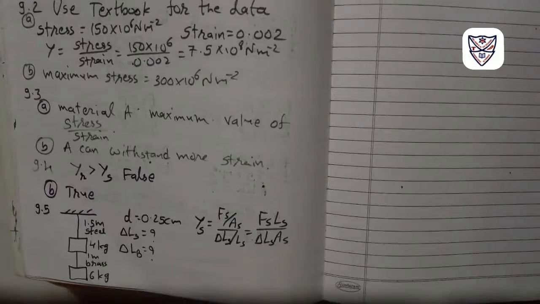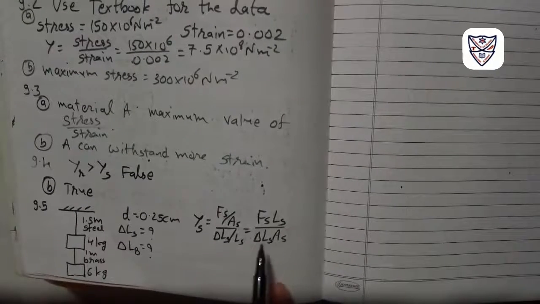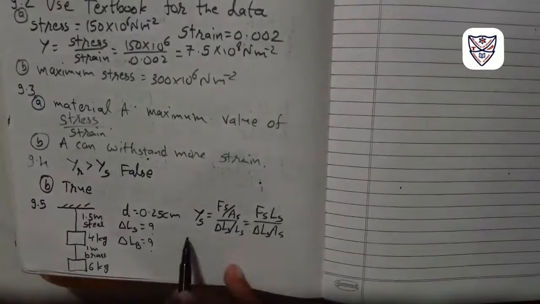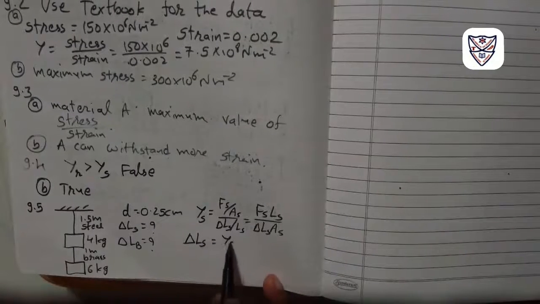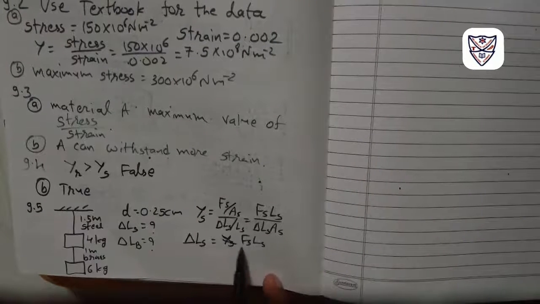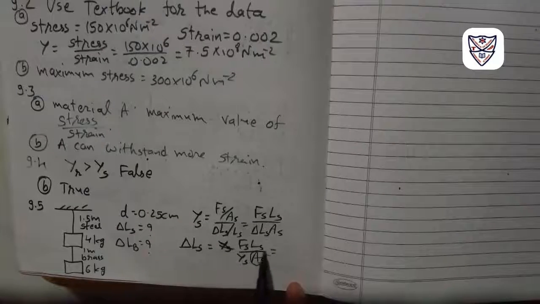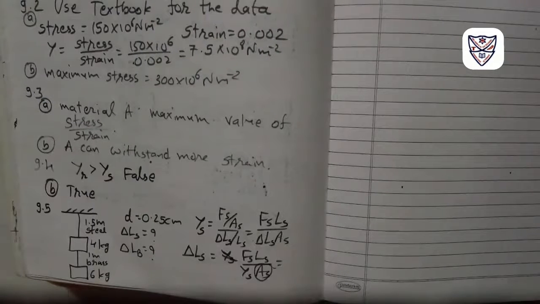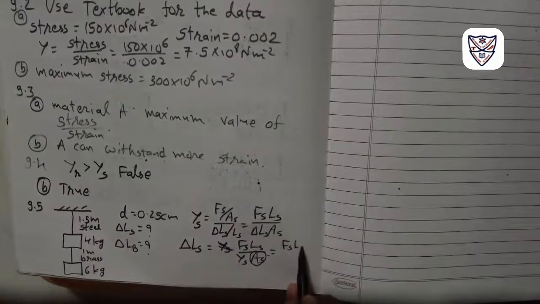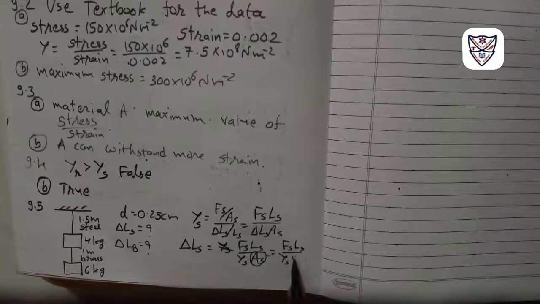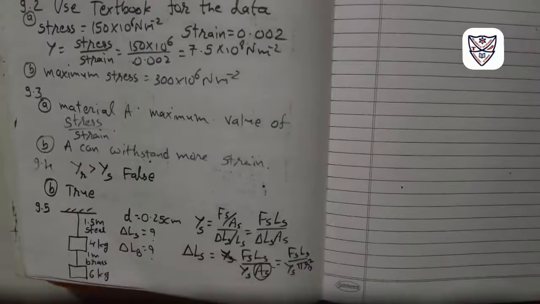Now from this equation we have to find delta Ls. So making it the subject, delta Ls is equal to Fs Ls upon Ys into As. Now for the area of the steel wire, see here, the steel wire's shape is cylindrical. So for the cylindrical area, Fs Ls upon Ys, it is pi Rs square.